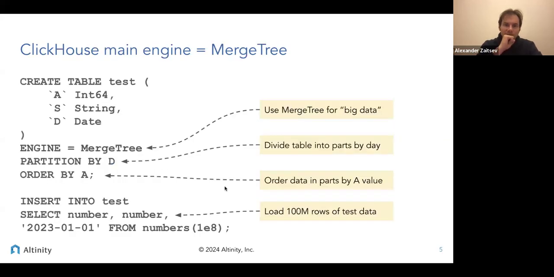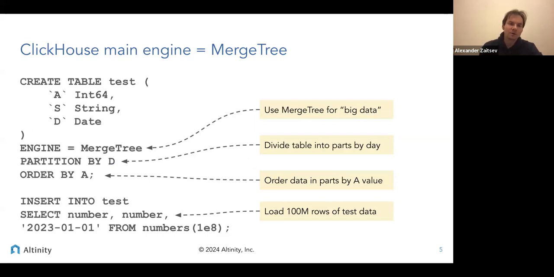ClickHouse's main storage format is MergeTree, and it is important to cover it first before going to Parquet, because it resembles Parquet in several properties, and vice versa. So what is ClickHouse MergeTree? It is the special storage engine that defines how data is physically stored on the disk.